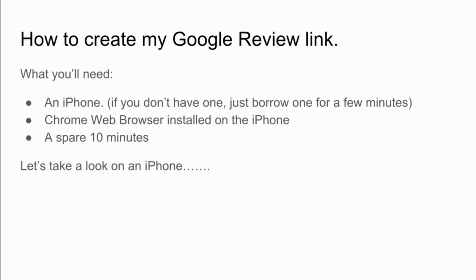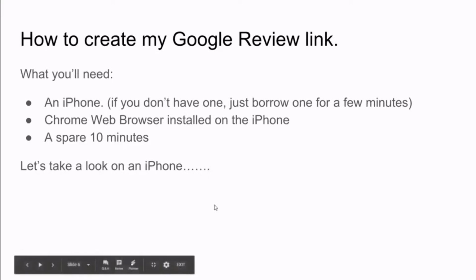The way that you create a Google review link, I'm just going to go through this with you now, but there's a couple of things you need. One of them is you need to have an iPhone, or have access to one. Just borrow one off somebody else if you're an Android user or something like that. And that phone needs to have the Chrome web browser installed on it. And then you just need probably about 5 or 10 minutes to get this thing done. So we're just going to take a look at how to do that.